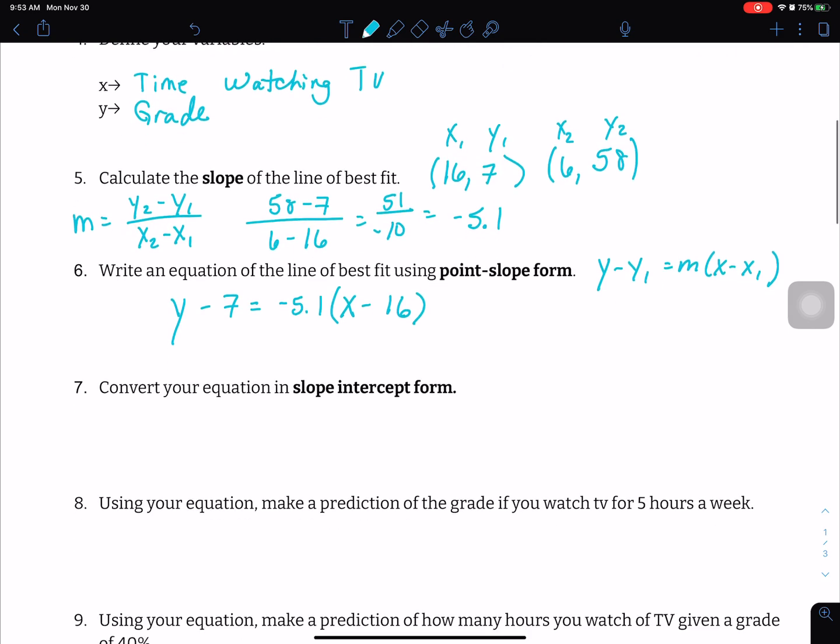And now number 7 is saying convert that. So y minus 7 would stay. And then I'm going to multiply this negative 5.1, negative 5.1x. A negative times a negative is a positive. And that one I need a calculator for, plus 81.6. And then I have to add a 7 to both sides.